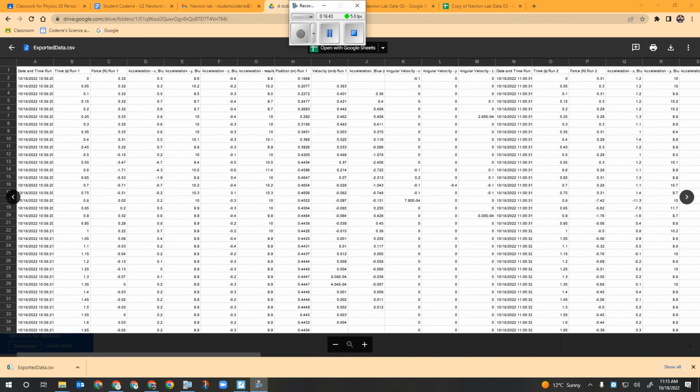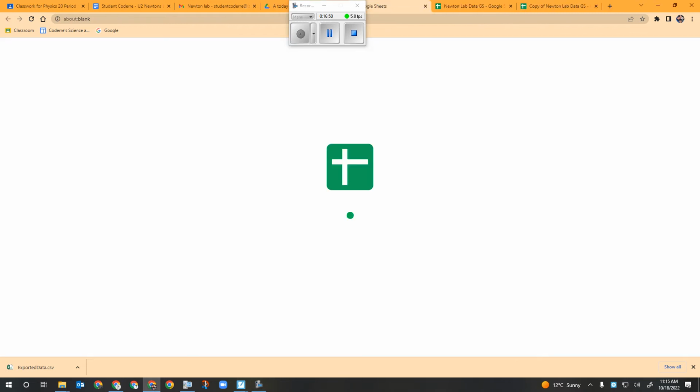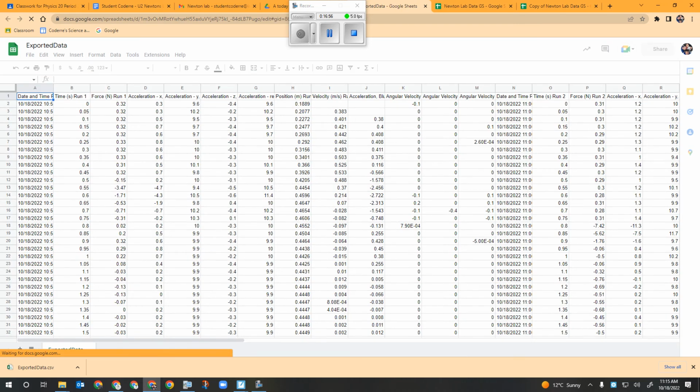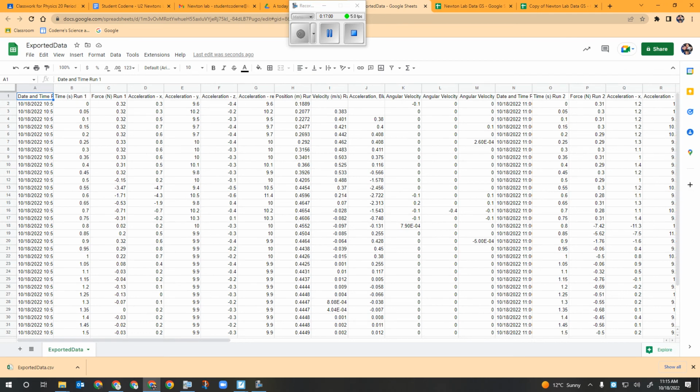Okay, so hopefully everybody's at this point where they've got their data and we now need to edit it. So open it with Google Sheets, same as we did before. And what we're going to do here is delete all the columns except the time for run 1. So this column here has to go. Oh, and I can't do that on my touch screen.